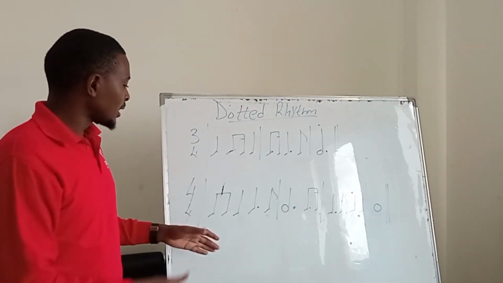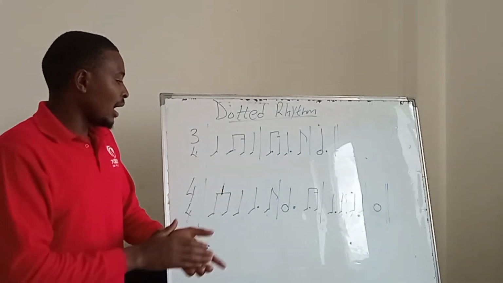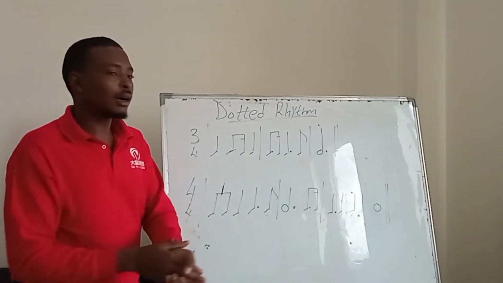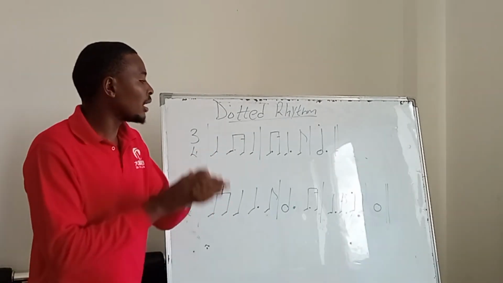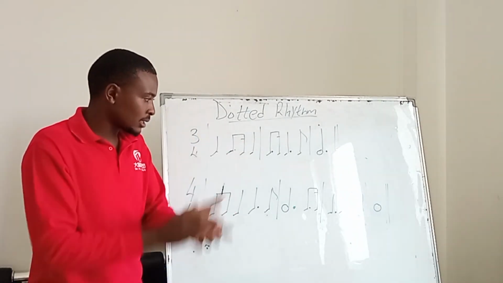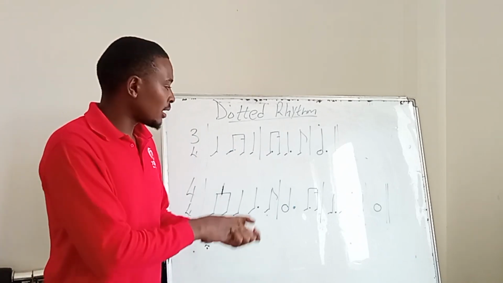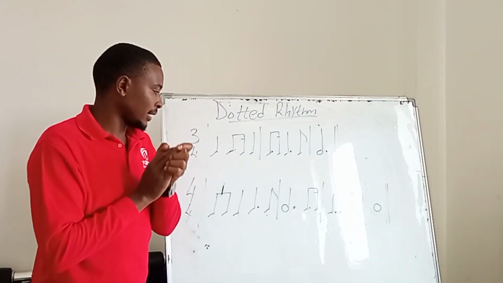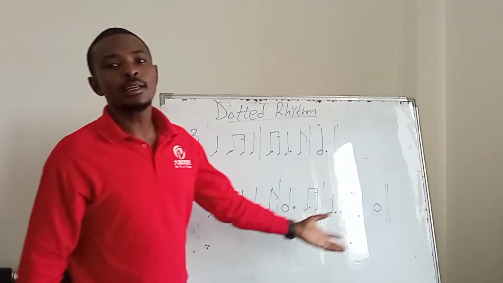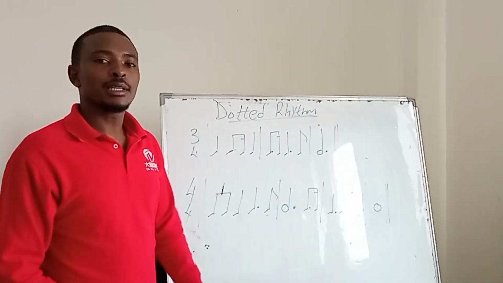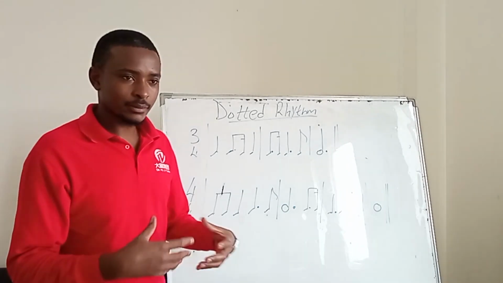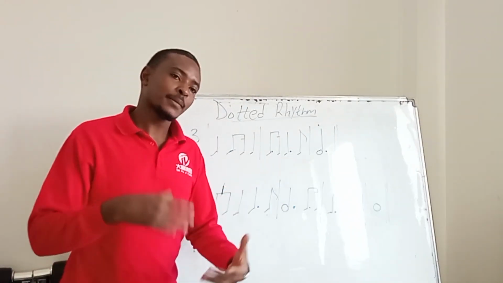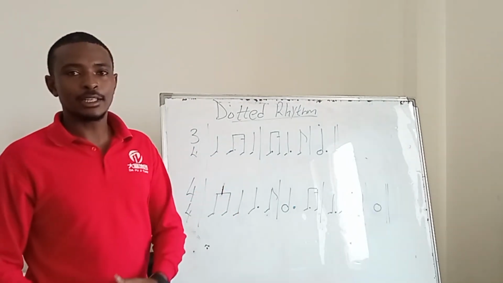So we try again. Ta ta ta ta, and we are done. So try create your own rhythms, as many as you can, and then you'll be in a good place when it comes to dotted rhythms. So that's it for this lesson for the dotted rhythms.